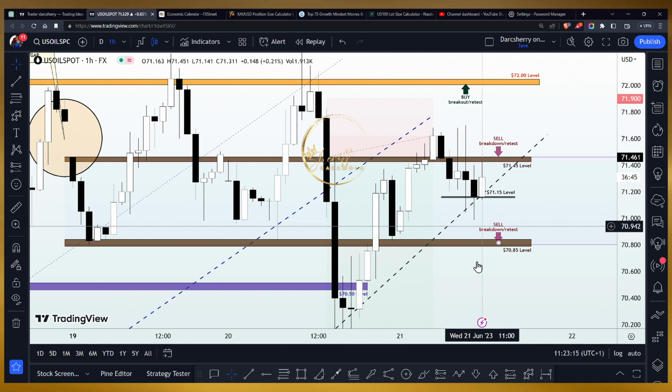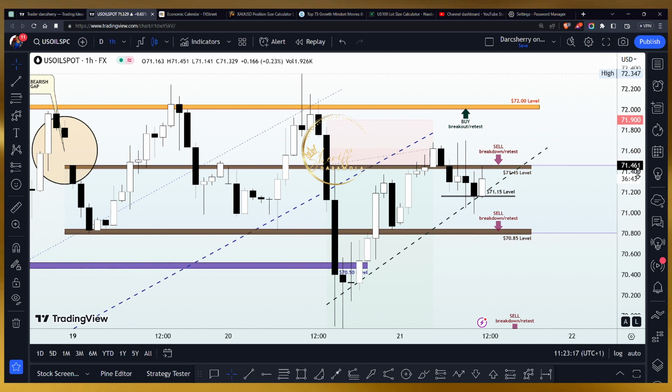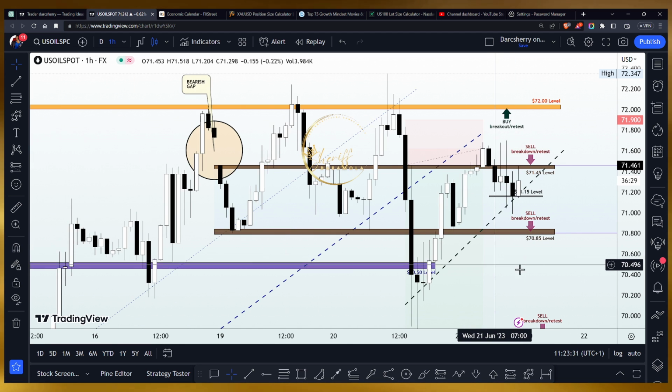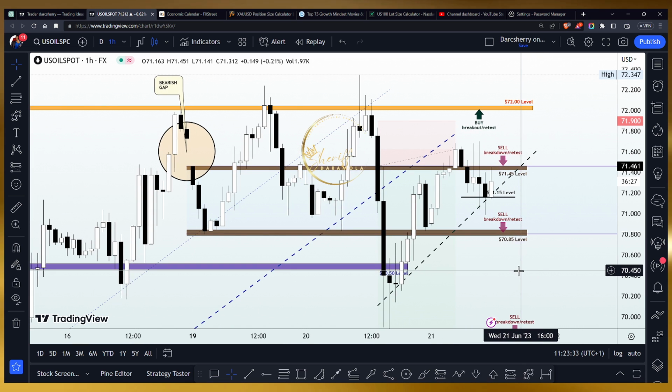Now, in as much as we are looking out for selling opportunities here, you know how we do it in this community. We want to keep all our options as open as possible. So we want to also look at the potentials the buyers have in this market before we conclude on this one. So now, based on this current structure, what do we want to see on this chart that will make us change our bias from bearish to bullish?